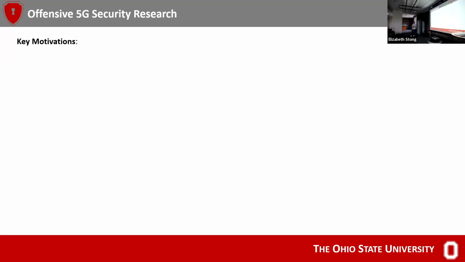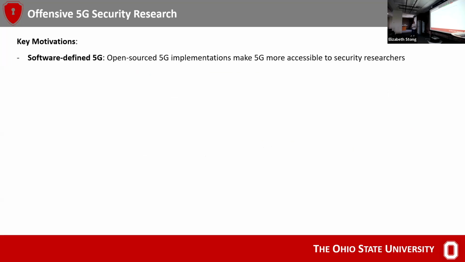The key motivation of this MobiDojo testbed is that nowadays, as I said, there are many open source 5G implementations like OAI and SRS-RAN. And those software actually make 5G accessible to security researchers. You can just download and git pull those repositories and deploy them on a standard Linux machine, and then voila, you have a 5G network to use.